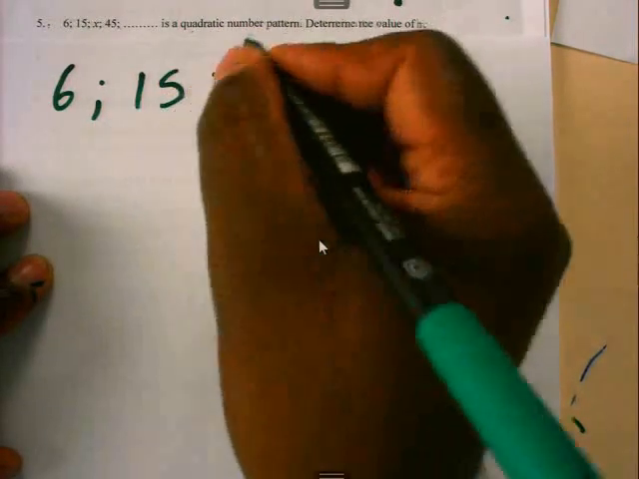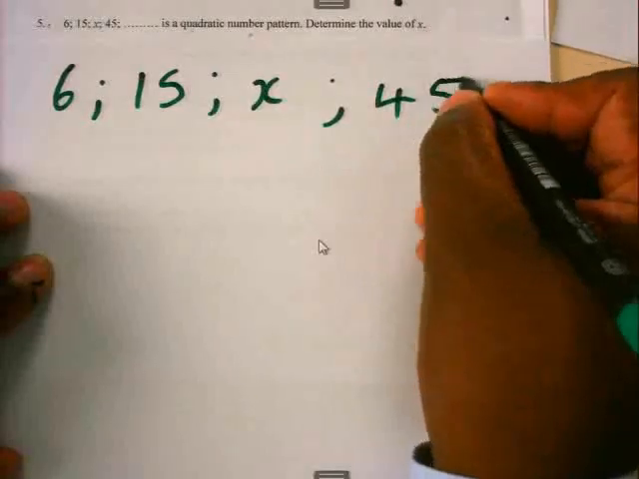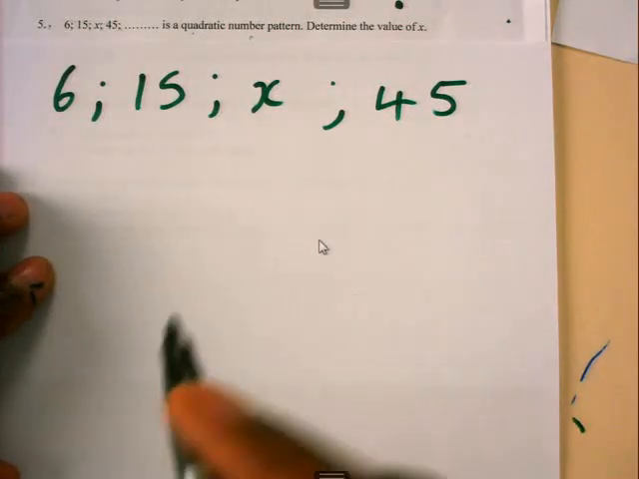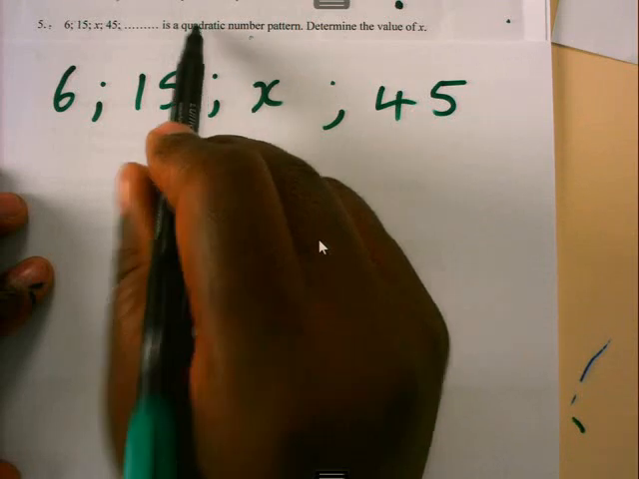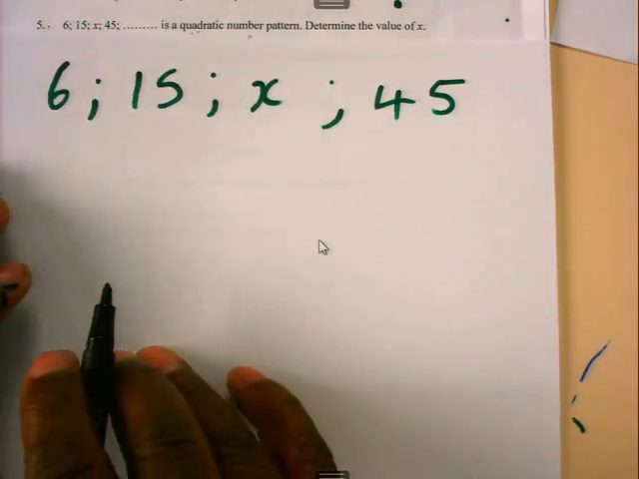What is key? You know that once it is a quadratic number pattern, the second difference is common. Let's write down the sequence. We've got 6, we've got 15, we've got x. It is given that this is a quadratic number pattern. So determine the value of x.